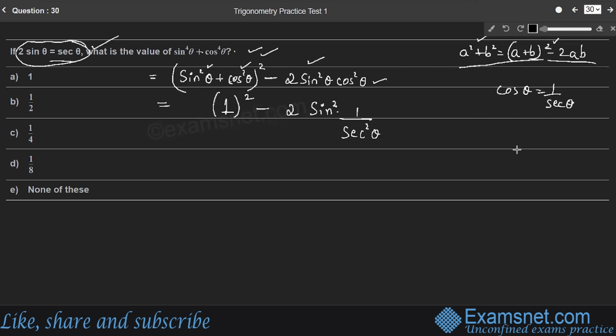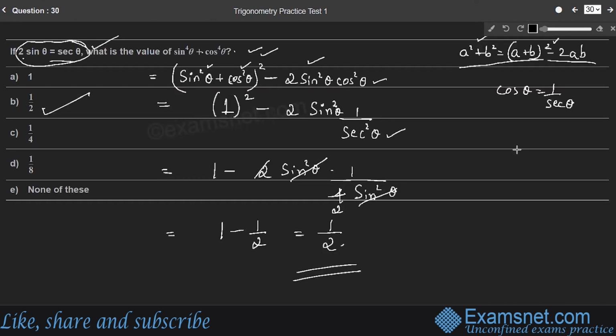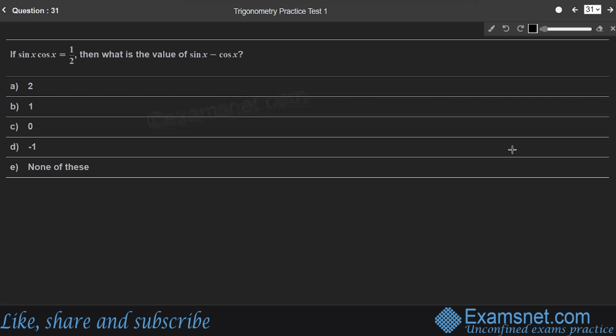We are going to substitute the value of secant theta here, right? So 1 minus 2 sine square theta into 1 by secant theta is 2 sine theta. So secant square theta becomes 4 sine square theta, right? So we can cancel secant square theta and secant square theta and we'll have 1 by 2 in the second term, right? So it becomes 1 minus 1 by 2. So 1 minus half is half itself. 1 by 2 is the final answer. So option B is the right answer.